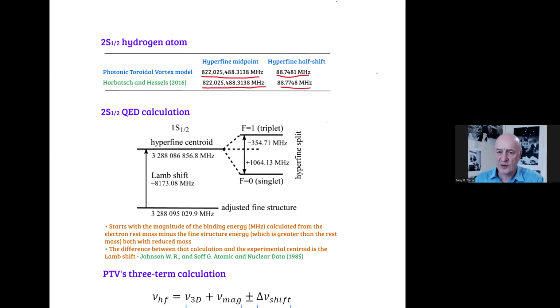Now, if you were doing a quantum electrodynamics calculation, you would aim for the hyperfine centroid, which is the weighted average of the levels here. The midpoint value takes a value halfway between them. That's called the hyperfine midpoint. And then you do a hyperfine half shift each side of this.